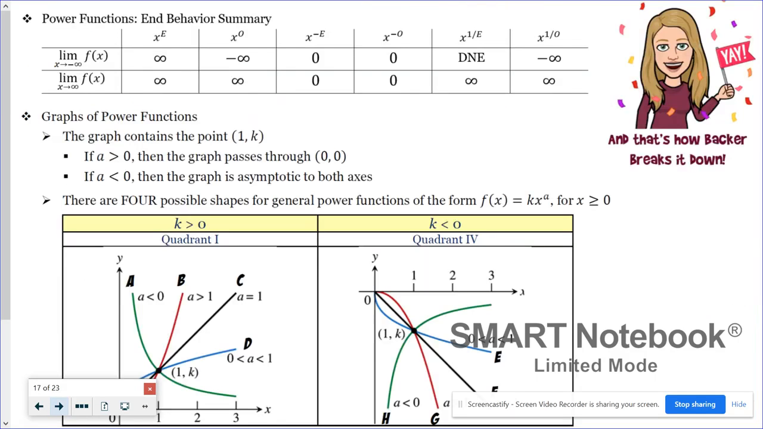Okay. And that's how you analyze a power function. So we're focusing on the values of k and a. They tell us quite a bit about our function. The value of k will tell us a point the graph contains. It'll tell us definitely which quadrant, 1 or 2, the graph appears in. The exponent will tell us specifically what shape our power function has, whether or not it passes through 0, 0, or is asymptotic to both axes, and both of these can be used to determine end behavior.